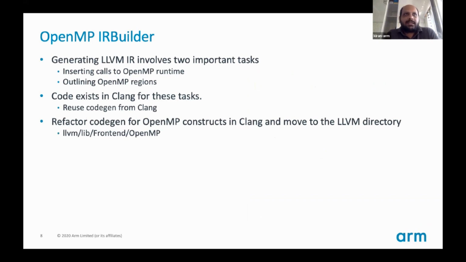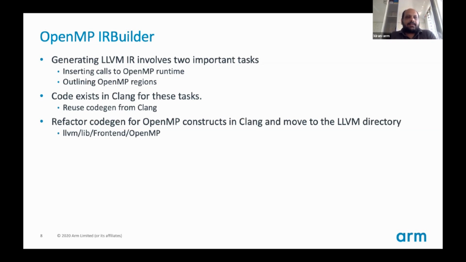The second component that is important for OpenMP code generation is the OpenMP IR Builder. If you want to generate LLVM IR, there are basically two important tasks. One is that you have to insert calls to the OpenMP runtime. The second one is that you have to outline the OpenMP regions into separate functions. There is code in Clang for these two tasks. So then why build all this again from scratch if we can reuse the existing code in Clang?